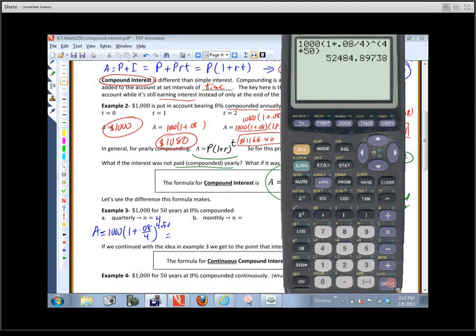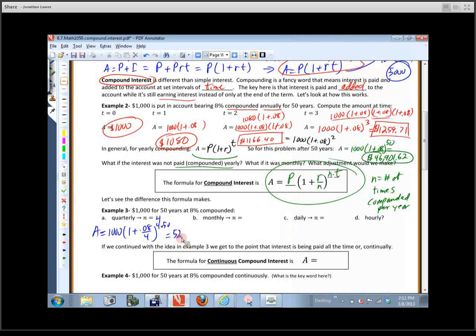$52,484, and what would we round this to? 90 cents. Okay, so 52,484.90. Okay, take a look at that one, and that one, and that one.